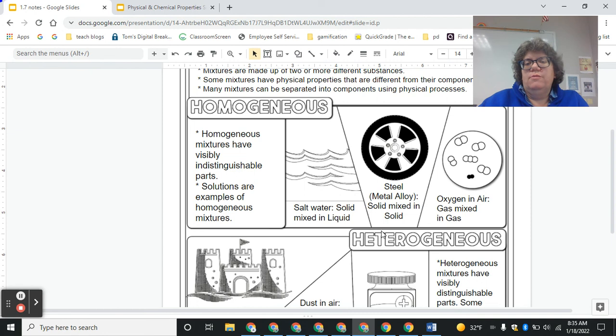Steel is another mixture. It is a combination of a couple of different metals. It's homogeneous. You can't tell the difference. When you look at something that is steel, you just see steel. You don't see all the different parts. And then oxygen in the air is another example of a homogeneous mixture. You can't tell the nitrogen from the oxygen from the other particles in the air just by looking at it. Like look around right now, there's air all around you. You can't tell the difference. So those are homogeneous mixtures where you can't tell the difference. They just look like one thing.